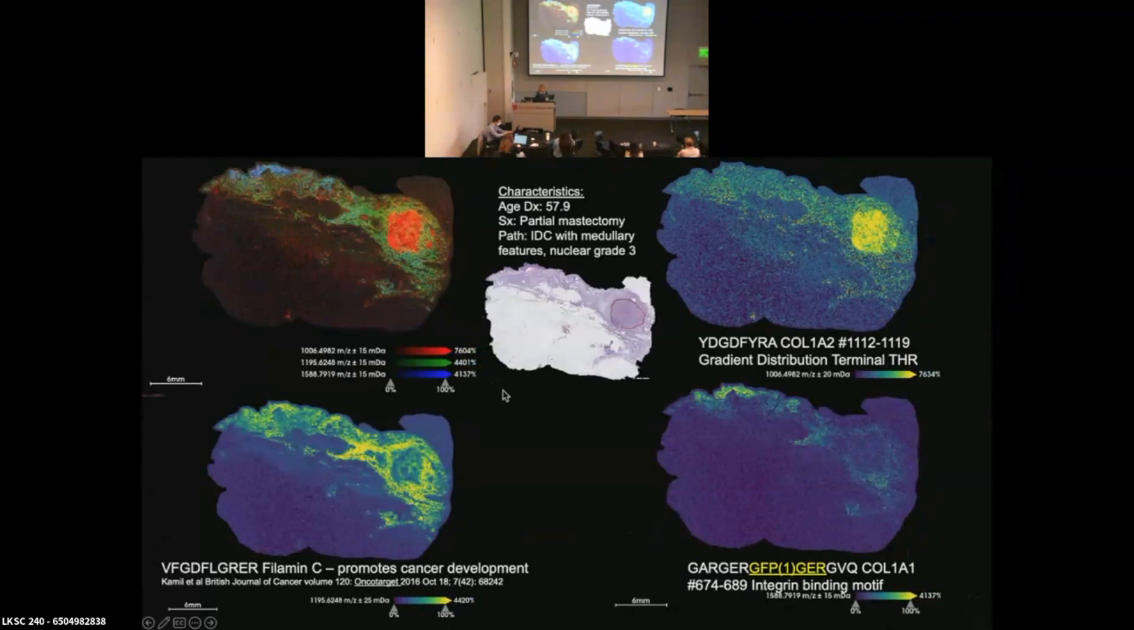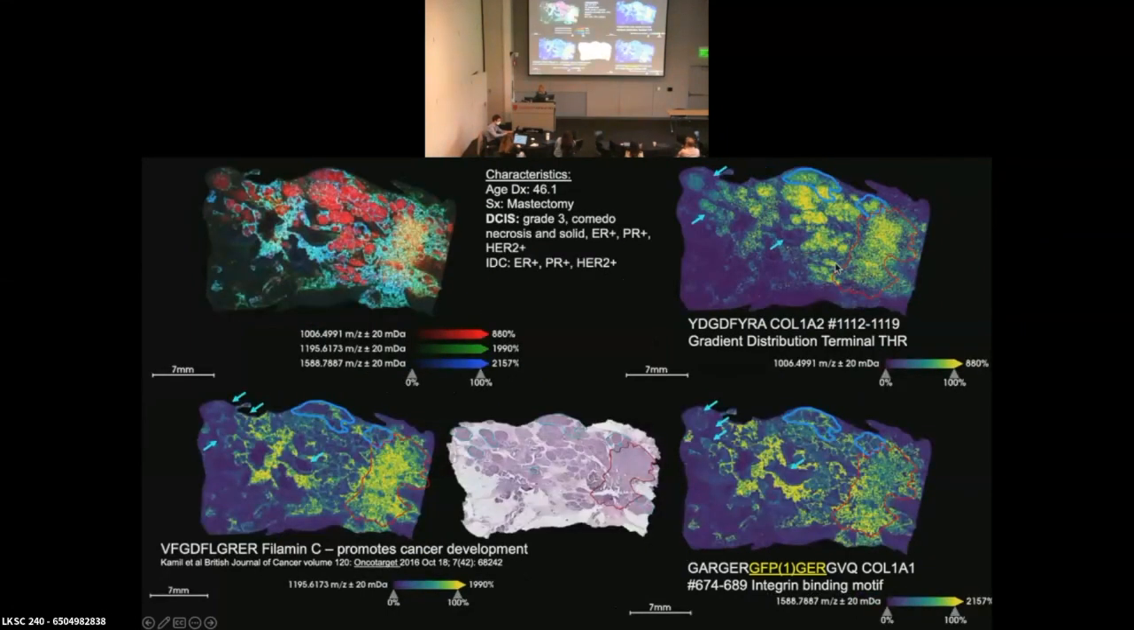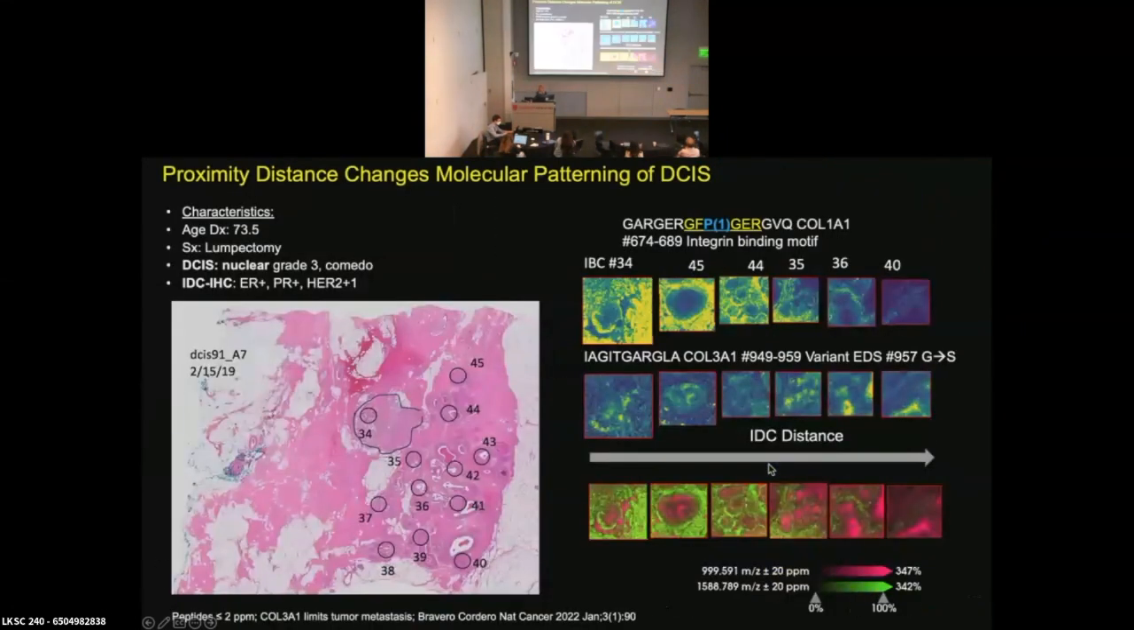And so in this particular tissue, there's no ductal carcinoma in situ, and instead it's invasive ductal carcinoma. And so here's where the tumor is located. And again, we can see these gradients across the tissue and see that this particular collagen that was presented as a gradient low to high in ductal carcinoma in situ is localized in the tumor.